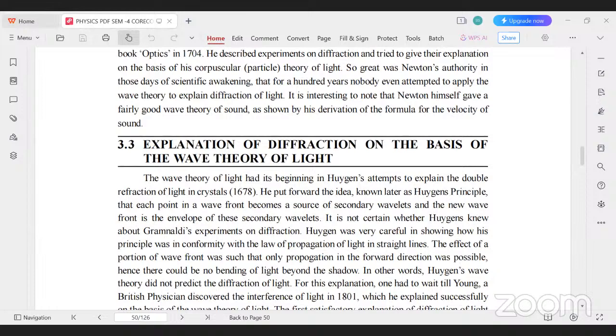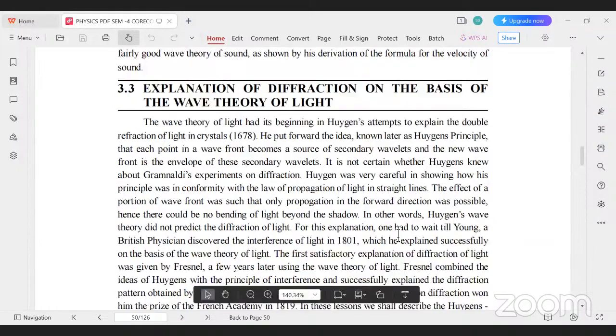Bending happens when the wave propagates. When light falls on a material, the light bends. The bending of light beyond the shadow is what the experiments on diffraction show. So Huygens' wave theory did not predict the diffraction of light. For this explanation, one had to wait till Young, a British physician, discovered the interference of light in 1805, which he explained successfully on the basis of the wave theory of light.